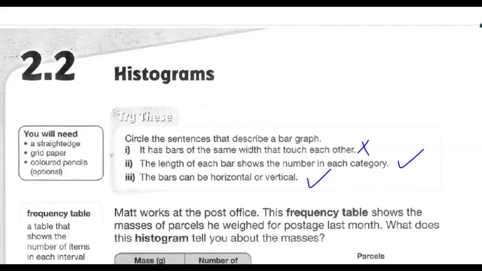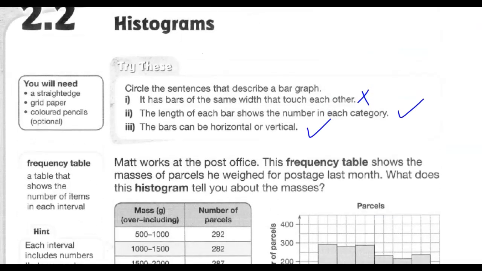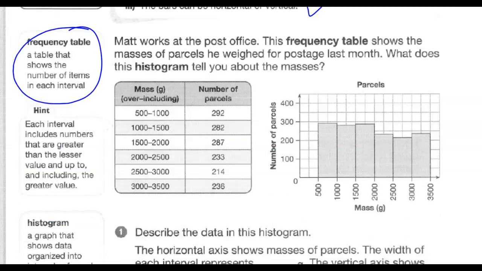Okay, but for a histogram, we're always going to have a frequency table, a table that shows the number of items in each interval. So here's an example. Matt works at the post office. This frequency table shows the masses of parcels he weighed for postage last month. What does this histogram tell you about the masses? So there's going to be some questions below. Okay, take a look here.